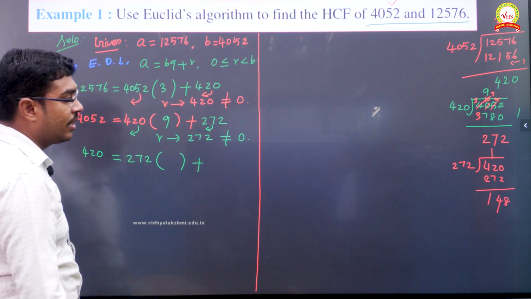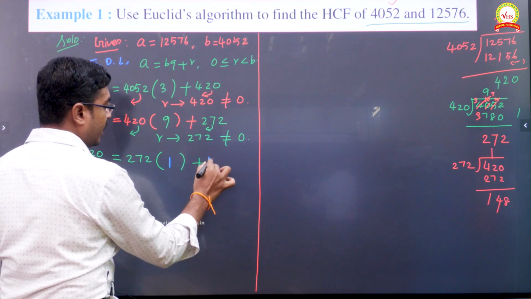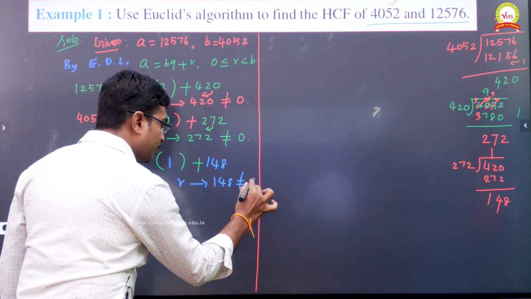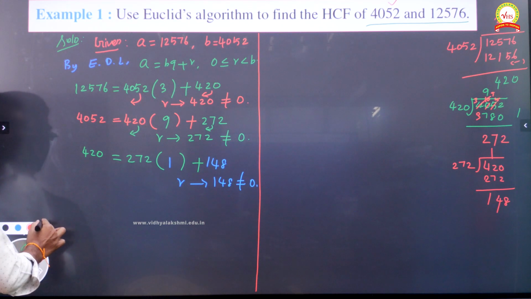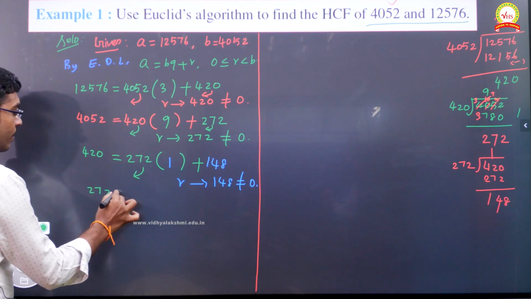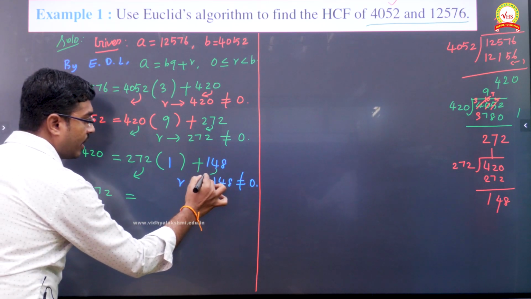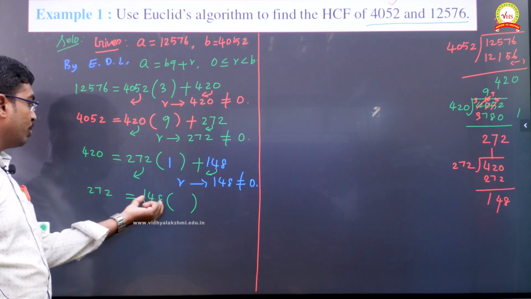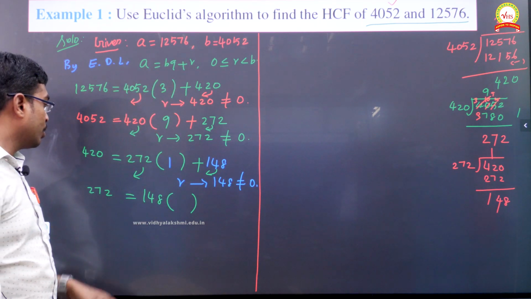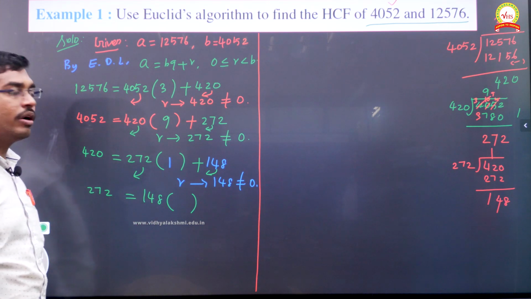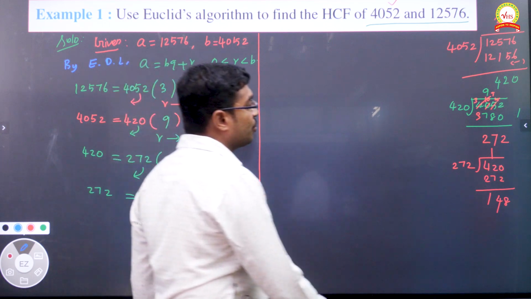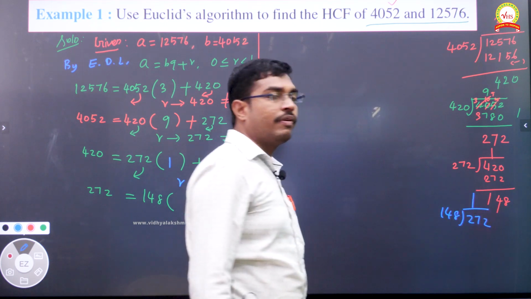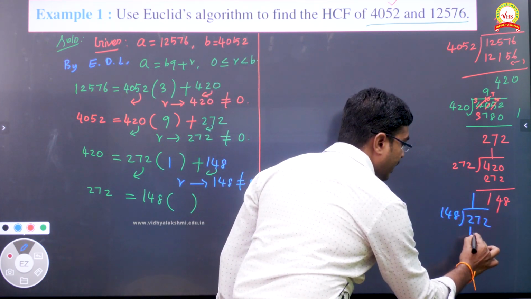So, what is the quotient? 1. The remainder is 148, which is not equal to 0. Then the process continues. So take 272 as the dividend and 148 as the divisor, because of a equal to bq plus r, Euclid's division lemma. So 272 divided by 148. This is possible one time only. So 1 into 148 is 148.